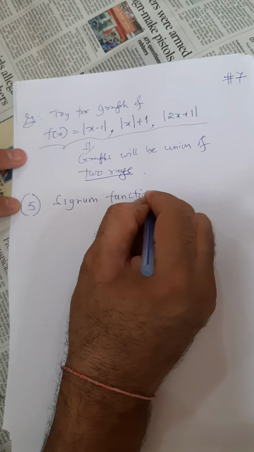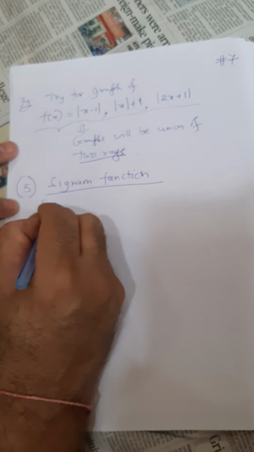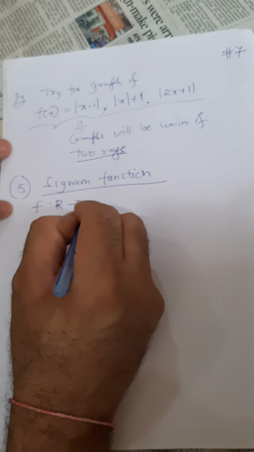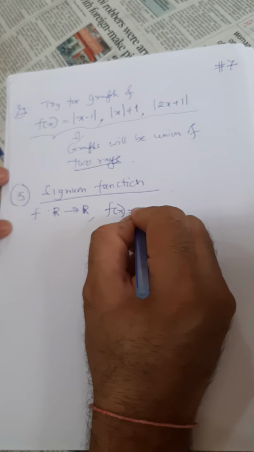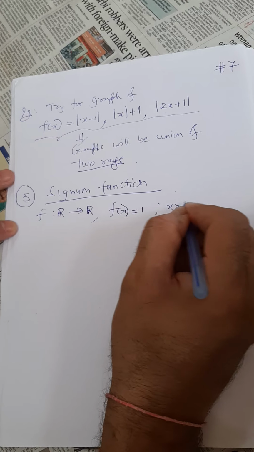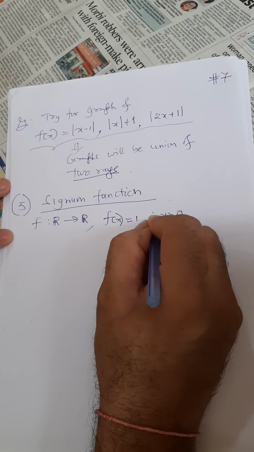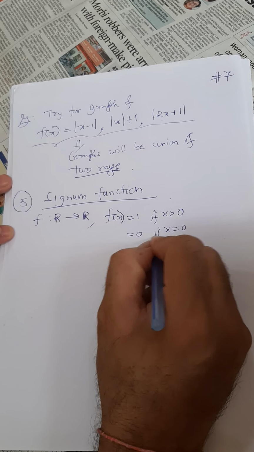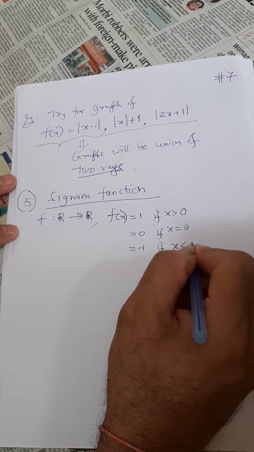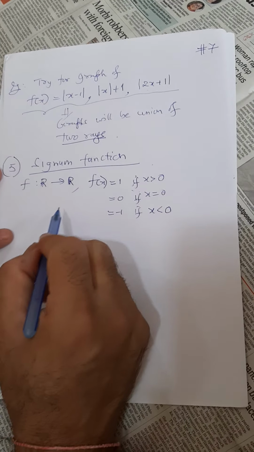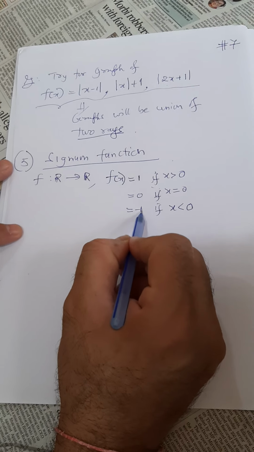It's called the signum function. Now here, a function from real numbers to real numbers. It is defined in this way. It takes only three values. 1 if the number is positive, 0 if the number is 0. If positive, then the answer is 1. If 0, then the answer is 0. If the number is negative, then the answer will be -1. So the signum function takes just three values, 1, 0 and -1.